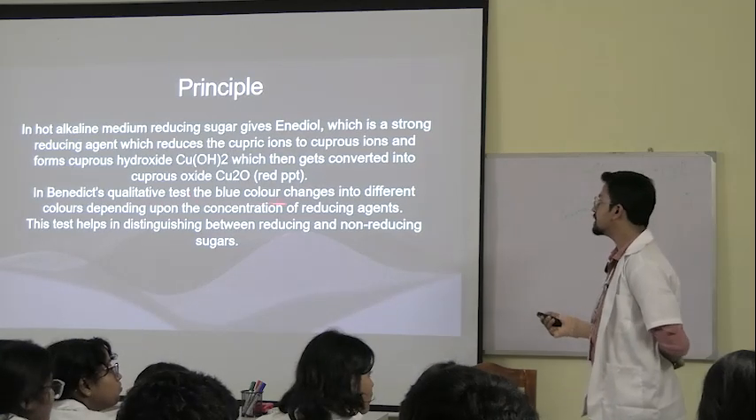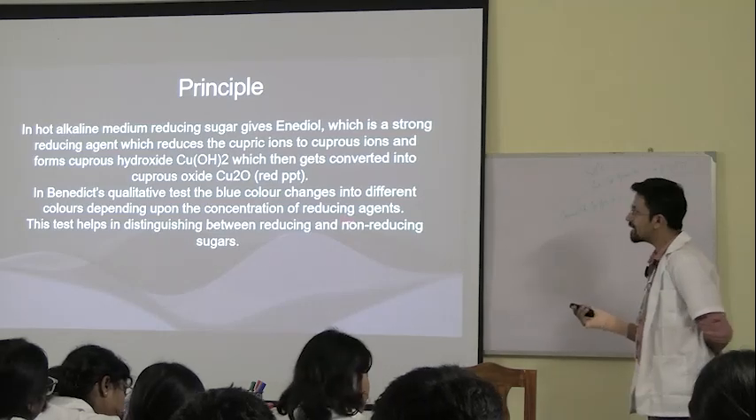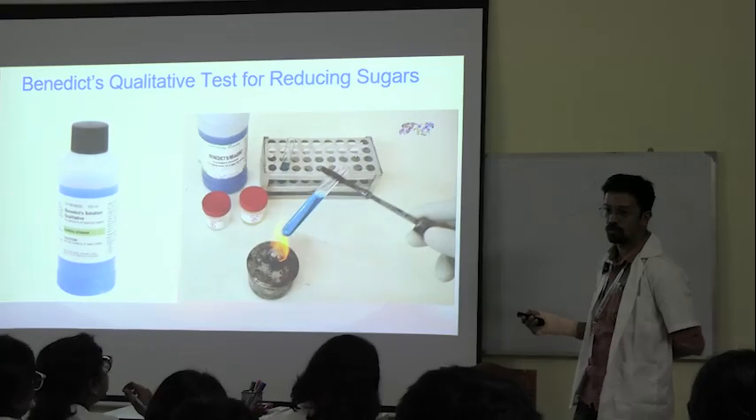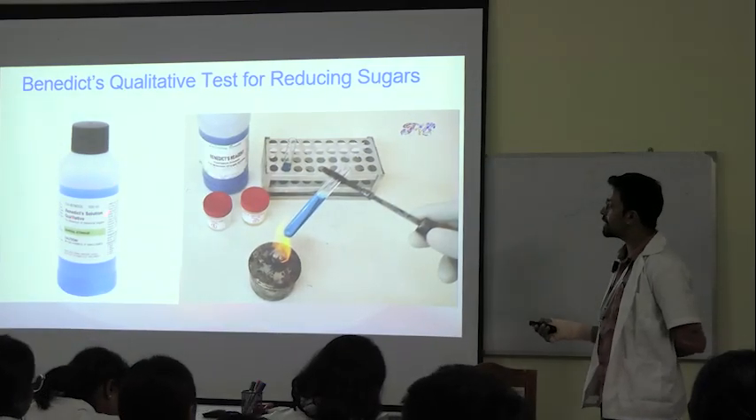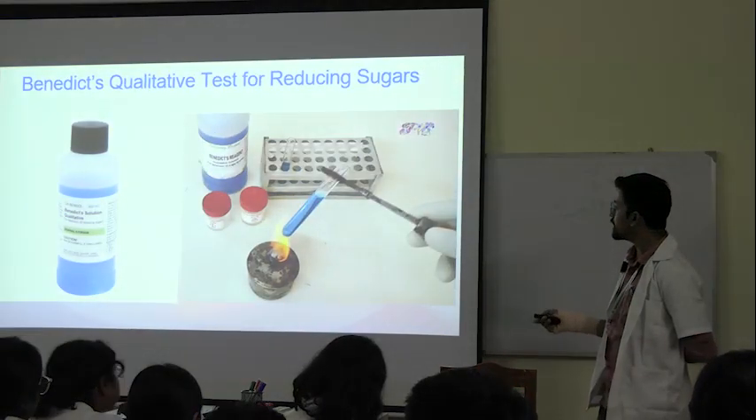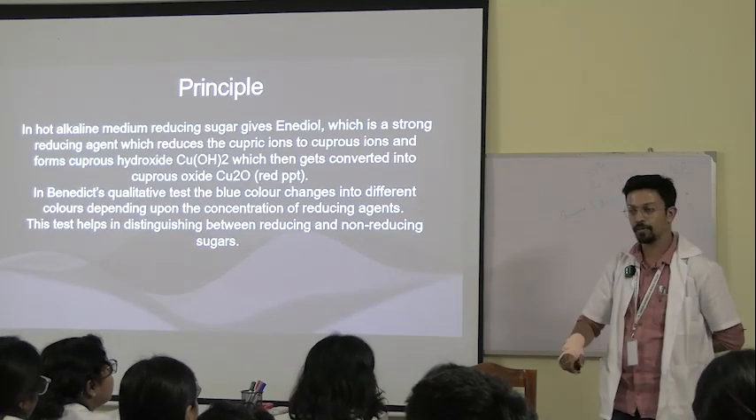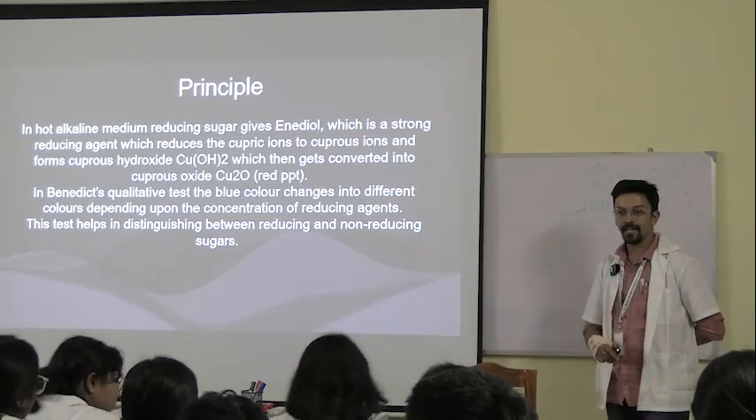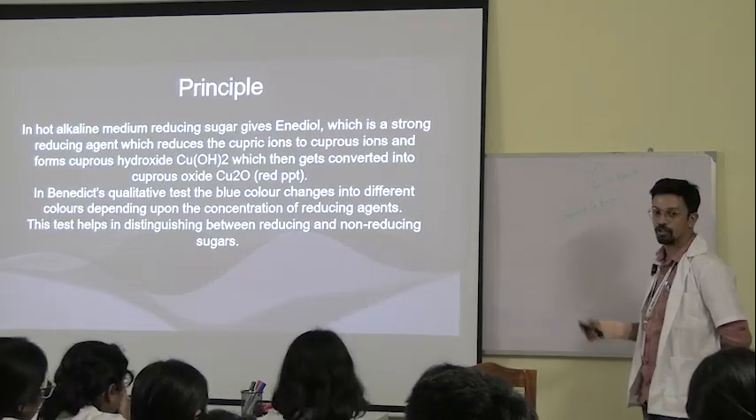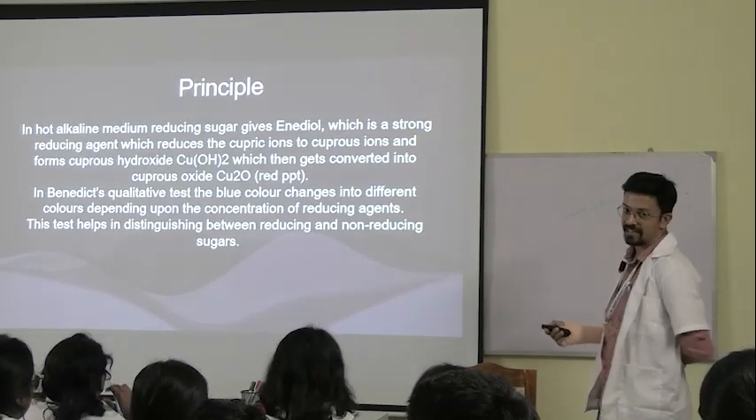In Benedict's qualitative test, the blue color changes into different colors depending upon the concentration of the reducing agents. So what does this line mean? Like I have shown you in the last slide, the color of the sample is blue. Now when you take the sample and mix it with the urine sample that you are getting and you are heating it, the color that is there in the blue should change into multiple colors. The multiple colors could be green, yellow, orange to red, or brick red. It depends how much reducing sugar there is in the sample. Depending upon that, the color will also be different. Understanding?